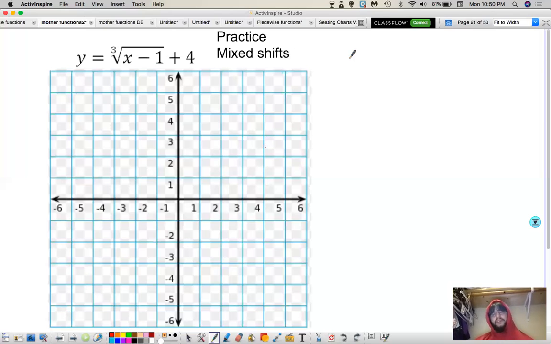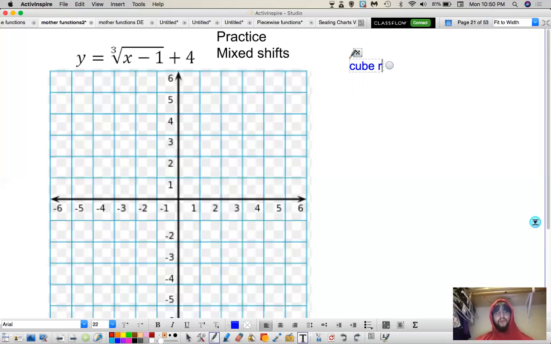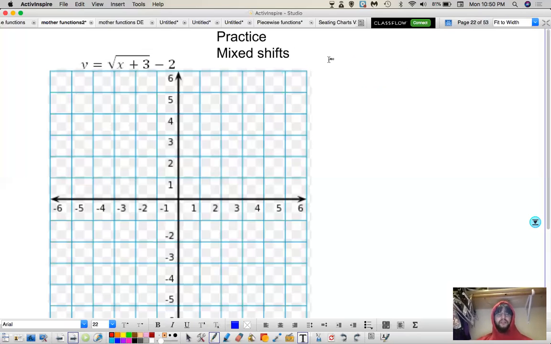So what kind of mother function is this? Cube root. What kind of shifts do I have? Right 1, up 4. Done. Same basic points as the cubic. Now this is a square root. I go left 3, down 2. Its basic points are (0, 0), (1, 1), and (4, 2). Again, that's on this sheet right here. Needs to be committed to memory.